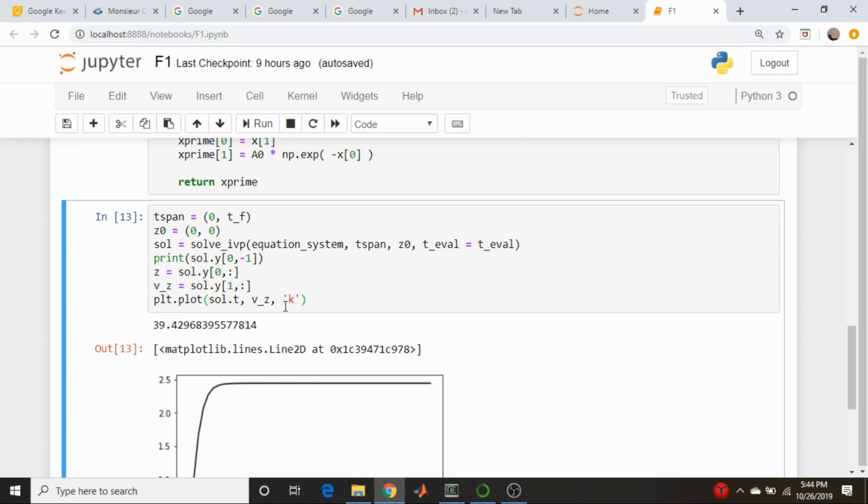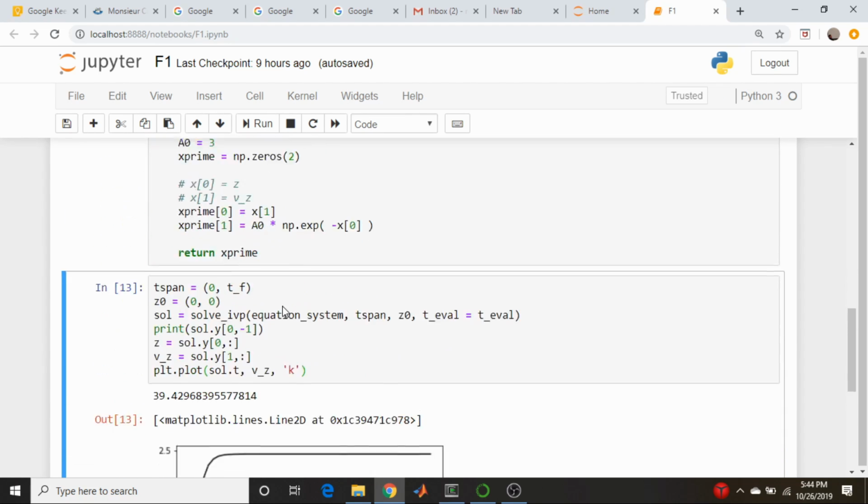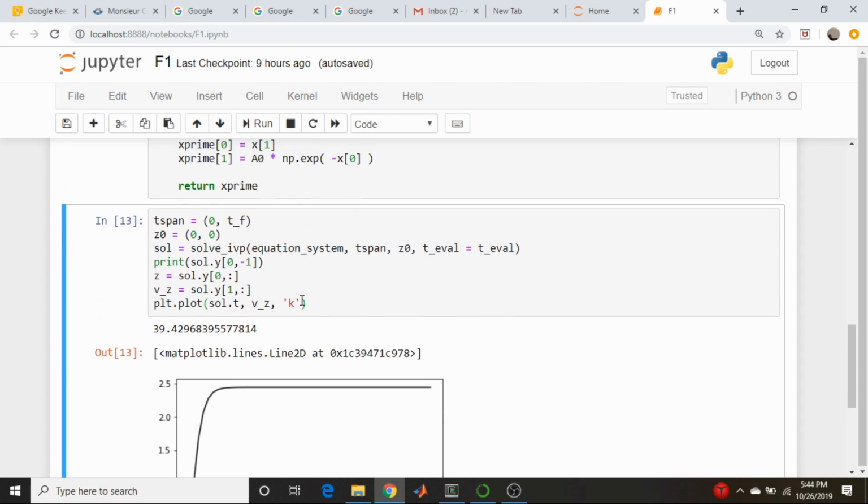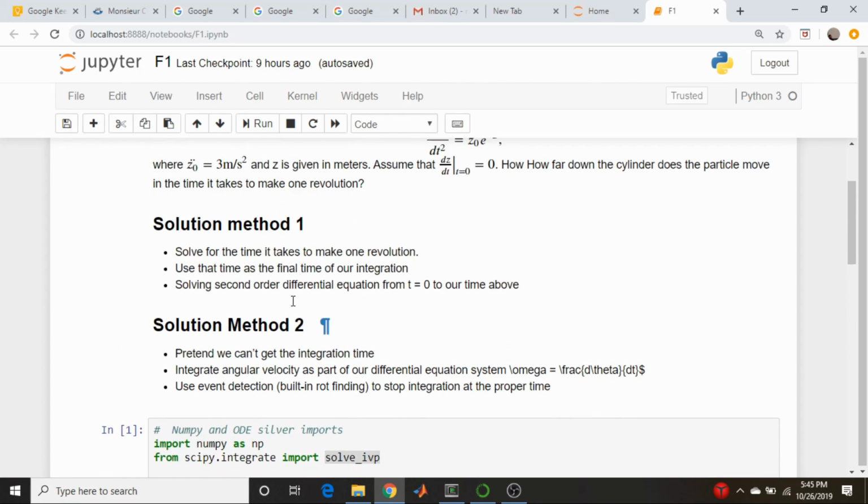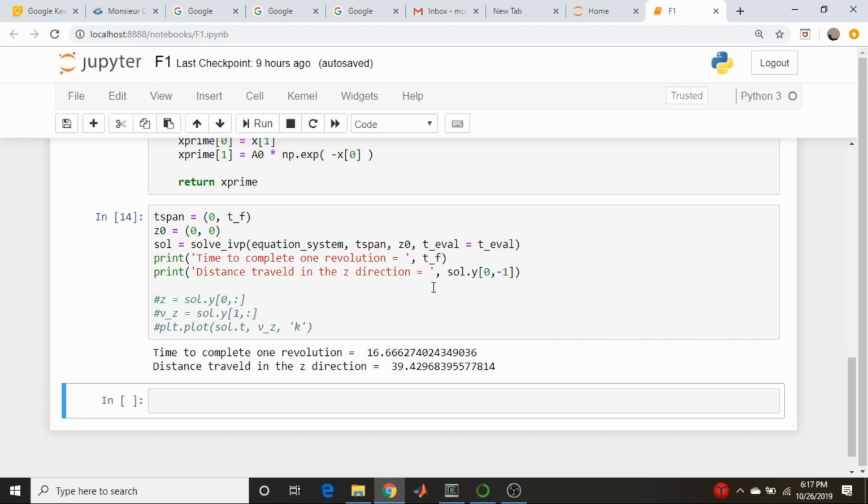Cool. Now let's go on to part 2 and pretend that we cannot calculate that time initially. So I cleaned this up without recording it a little bit, commented out the plotting things, and just printed out the time it takes to do the revolution and the distance traveled, just so that we have a reference to check our answers for part 2. So now let's go on to part 2.